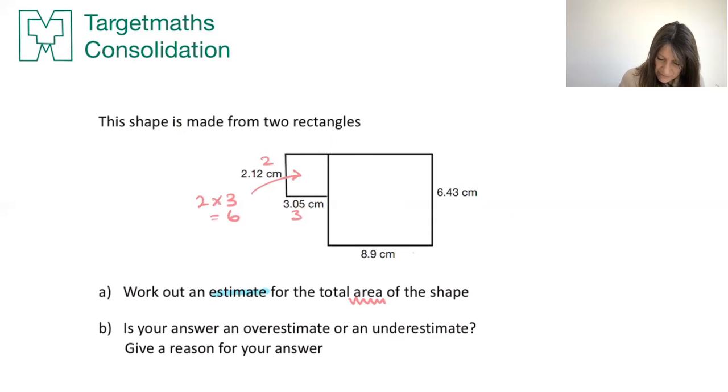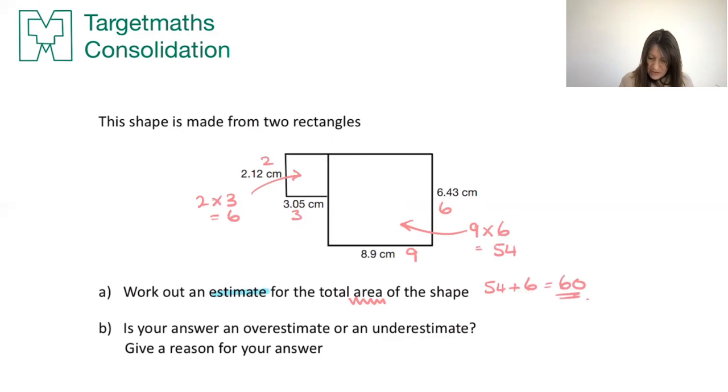And then this will round to 9. This will round to 6. So this is going to become 9 times 6, okay, which is 54. And the total area, 54 plus 6 equals 60. Second part is is your answer an over or underestimate, and give a reason, okay?